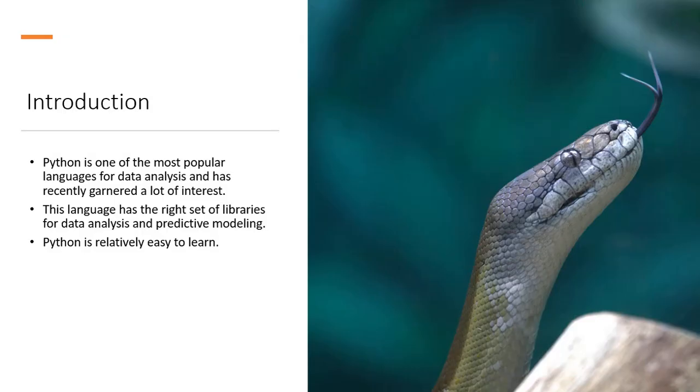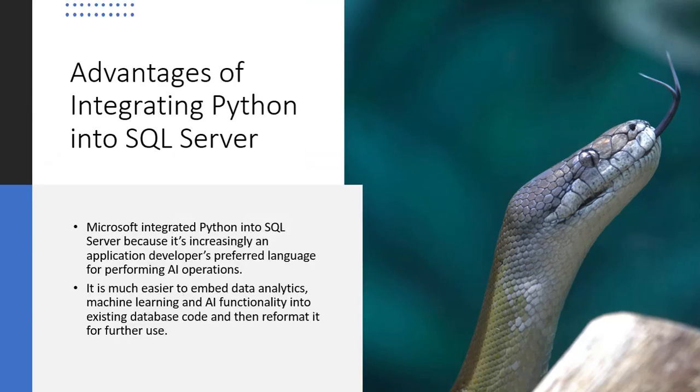Python is one of the most popular languages for data analysis and has recently garnered a lot of interest. It's because Python has the right set of libraries for data analysis and predictive modeling, and it's easy to learn. So the question is, what are the advantages of integrating Python into SQL Server? Well, Microsoft did this integration because it's an application developer's preferred language for performing AI operations. It's much easier to embed data analytics, machine learning, and AI functionality into existing database code, and then at the end you can reformat it to use further.